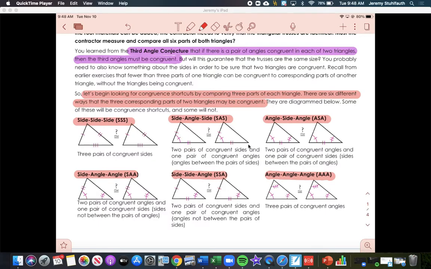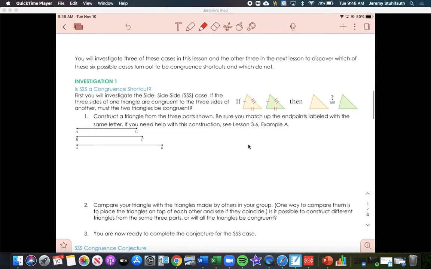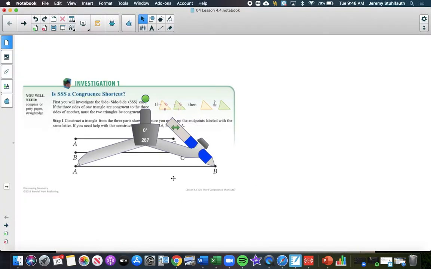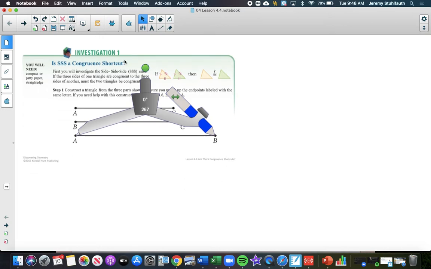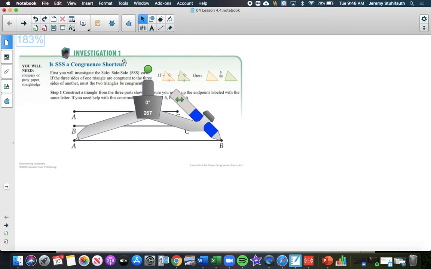So we're going to work through these investigations, and you can do these on a separate sheet of paper, or you can print out the notes and do them on that. I'm going to use the smartboard, so we're going to use a compass and a straight edge to complete these investigations and look at these different congruence shortcuts. So jumping over to the smartboard, we have our first. It's a little smaller, so I can make the compass fit these sides.